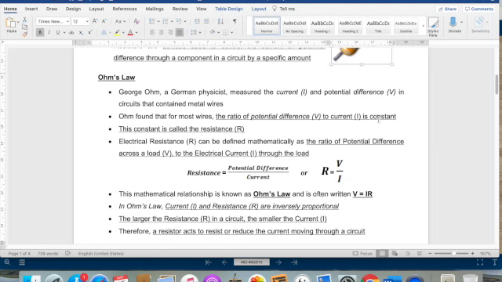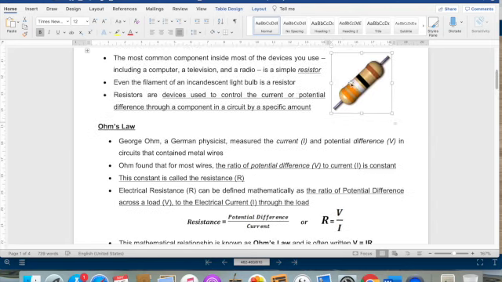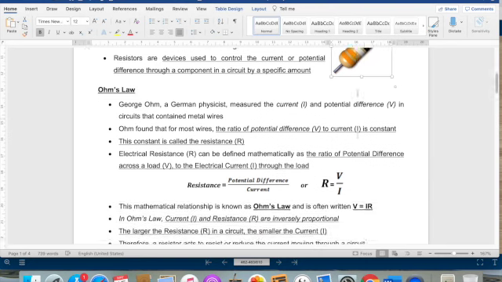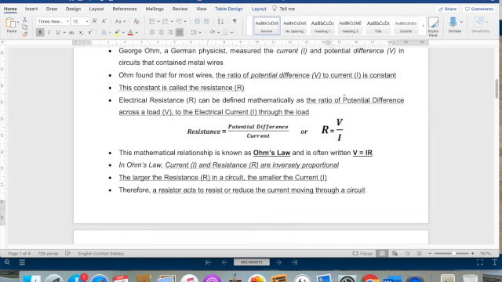And so that constant he called the resistance, and he defined it, like we said, as the amount that the current's being slowed down. Mathematically, it's the ratio of the potential difference across a load to the amount of current passing through the load. So if we divide voltage by current, that will tell us the resistance of whatever is in the circuit, if it's the wire, a load, a light bulb, whatever. It'll tell us how much resistance that has.